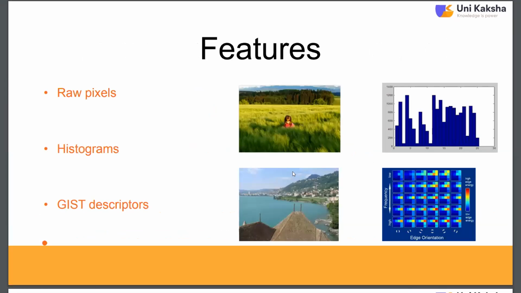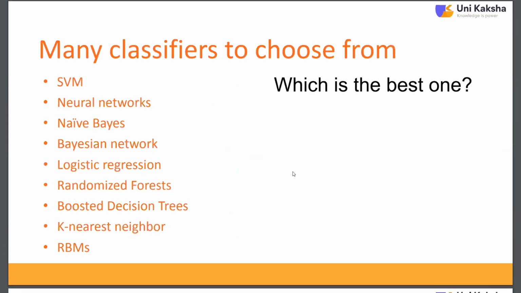Okay, when I talk about the features, features can be in the form of raw pixels, histograms, or GIST descriptors. So there are different kinds of features, and they can be visualized also. Next slide, sir. So we are using many classifiers, like support vector machine, neural network, Naive Bayes, Bayesian network, logistic regression, random forest algorithm, decision trees, k nearest neighbor algorithm, and the RBM. So these are the different classification algorithms.